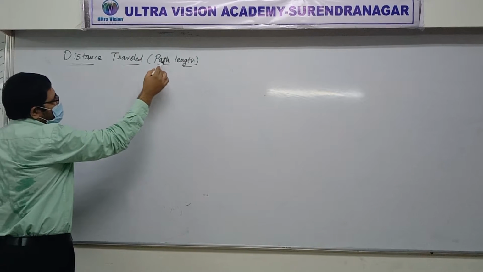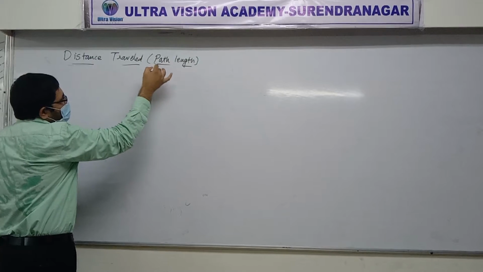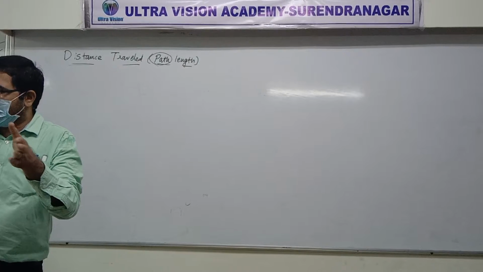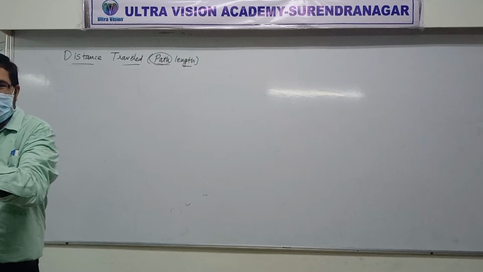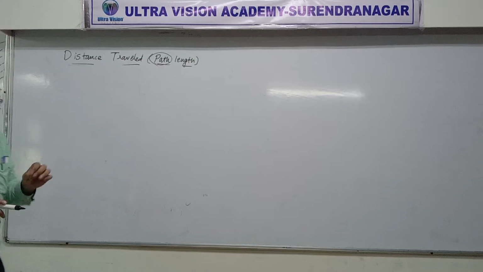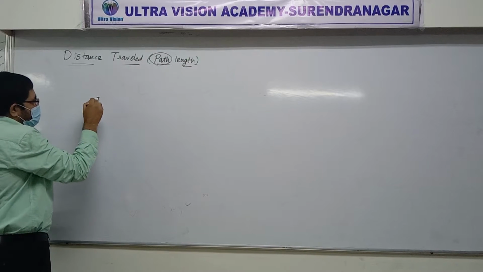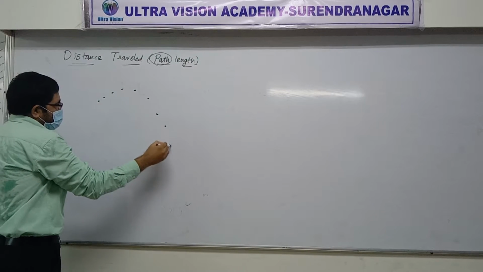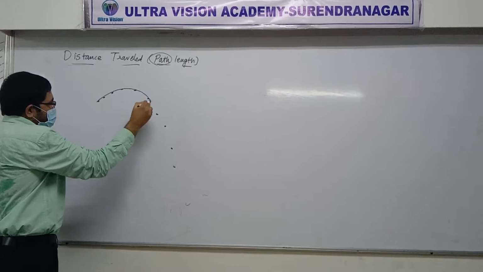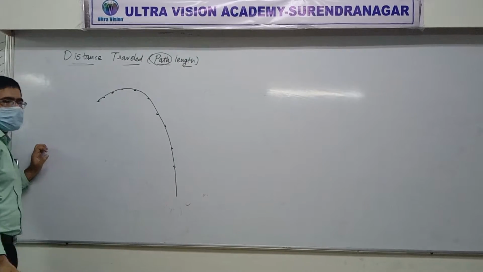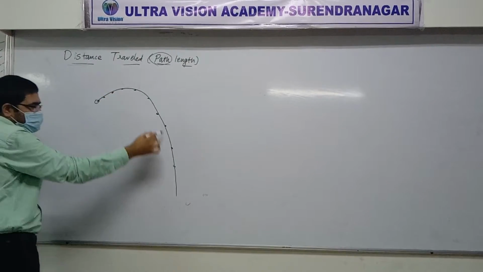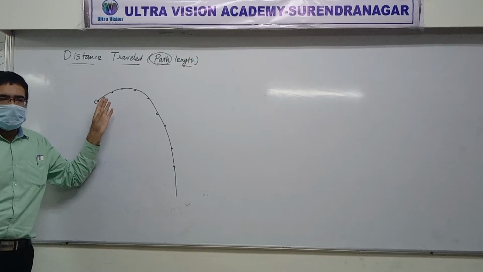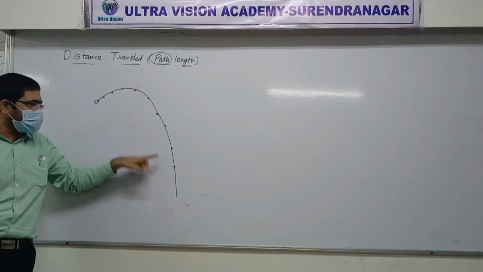Now path length. You understand length? Path means what? The track, the way, the track on which something moves. That is called its path. If you want to use slightly more technical language, it's the collection of all points through which some object moves. That is called its path. How many points are there? Infinite. I cannot draw them all, so I have drawn some only.